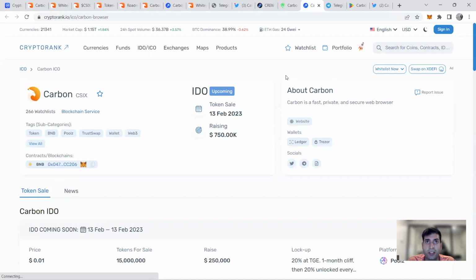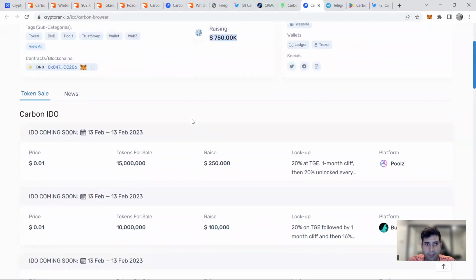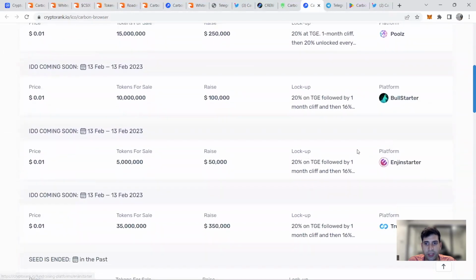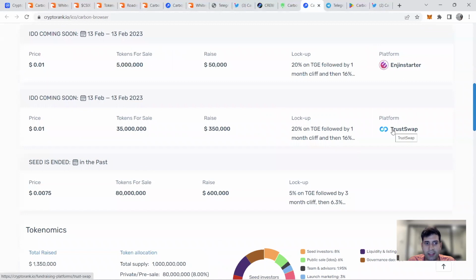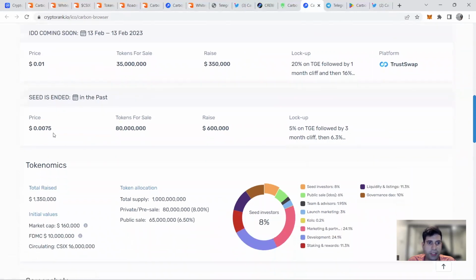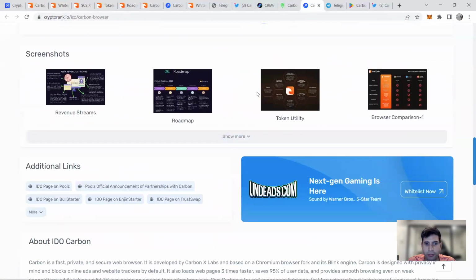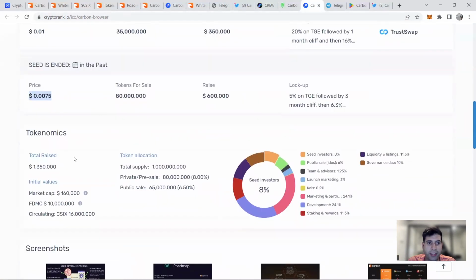So there are multiple Launchpads that they have. The token sale is happening on the 13th of February on all Launchpads. They're raising $750,000 across different Launchpads on Binance chain. So it's going to be on Poolz, Bullstarter or Bullperks, Enjinstarter, and Trustswap. Here, by the way, you have the seed price, which I've mentioned earlier. See, it's all transparent here for you. And if you want to learn more information, you can go to CryptoRank as well.